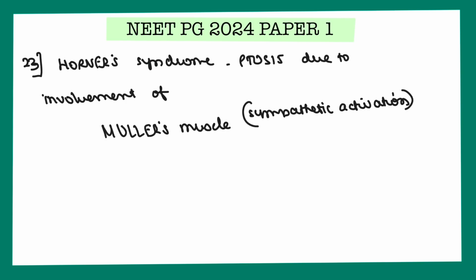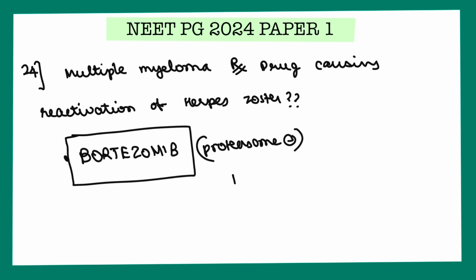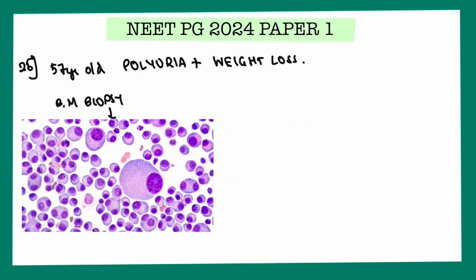Next, multiple myeloma treatment drug which causes reactivation of herpes zoster, which is nothing but bortezomib. It is a proteasome inhibitor, and always with bortezomib we give zoster antiviral prophylaxis. Next, a 57-year-old patient having polyuria and weight loss. Bone marrow biopsy showed foam cells with immunoglobulins. Nothing but diagnosis multiple myeloma.